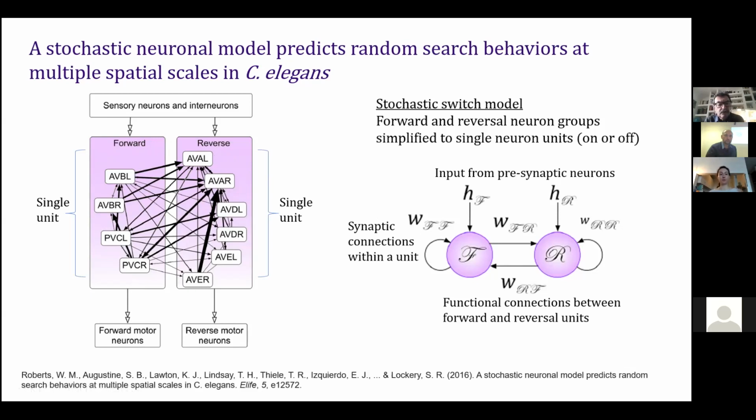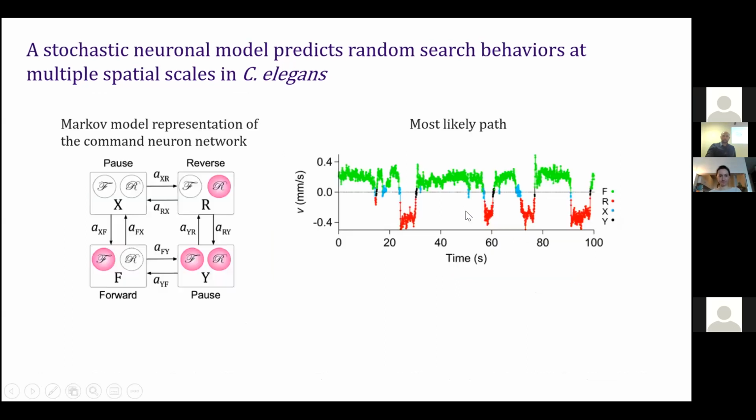And these two groups are attached to one another and they inhibit each other. They get information from sensory neurons and interneurons and then output to forward motor neurons and reversal motor neurons. So this stochastic switching model models the forward neurons as one unit, the reversal neurons as another unit, and there's some probability of them switching on or off and inhibiting one another.